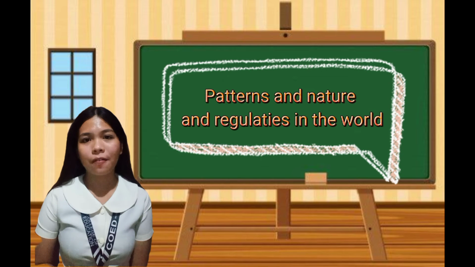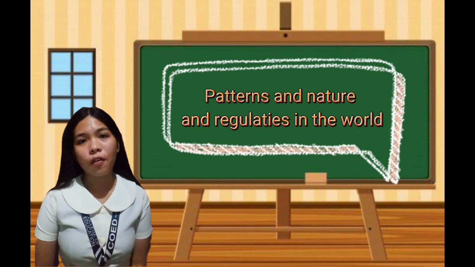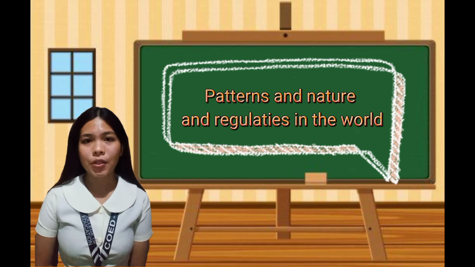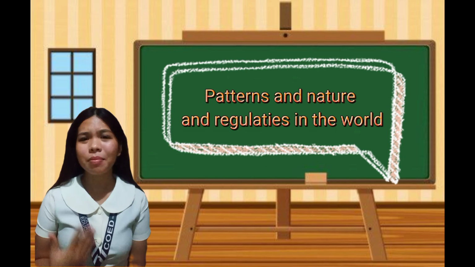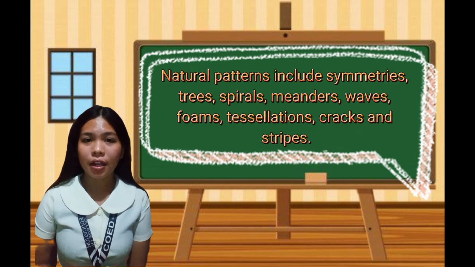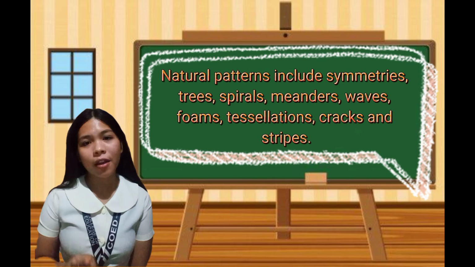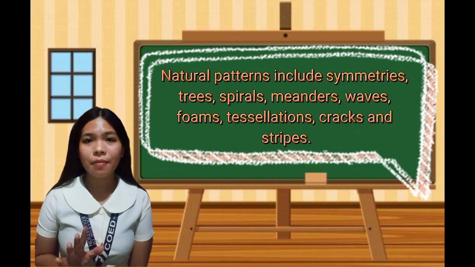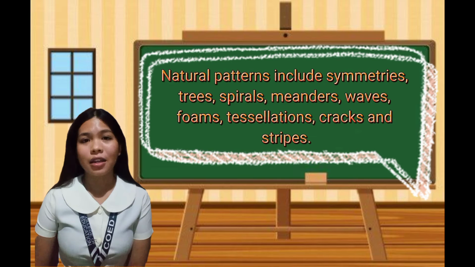So the patterns in nature are visible regularities of forms found in the natural world. So these patterns occur in different contexts and can sometimes be modeled mathematically. So the natural patterns include symmetries, trees, spirals, meanders, waves, foams, tessellations, cracks, and stripes.